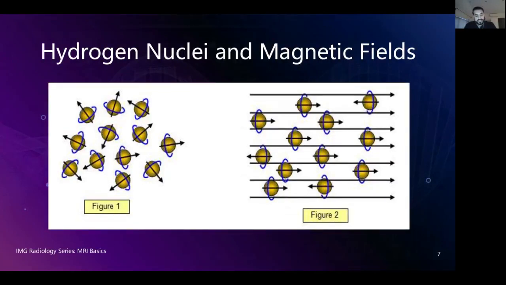Whereas if you expose them to an external magnetic field, most of them will align with that magnetic field. As you can see, there's a couple of them pointing in the opposite direction, but most of them are pointing in the direction of the magnetic field.